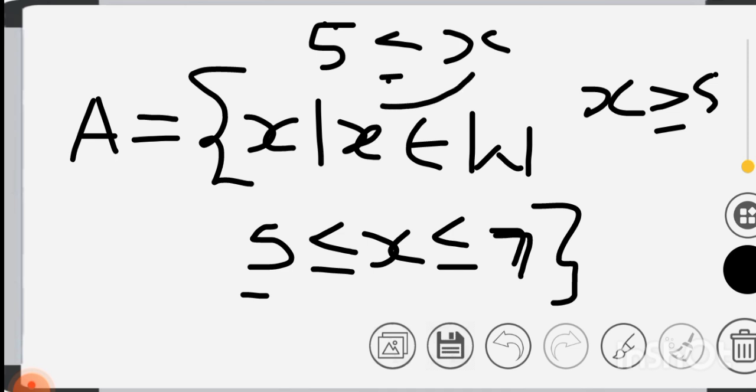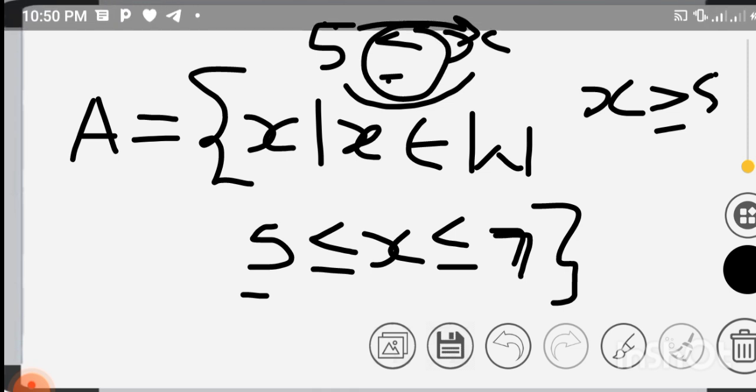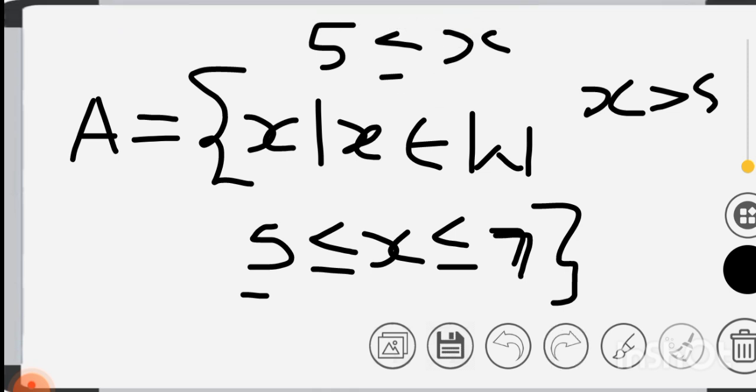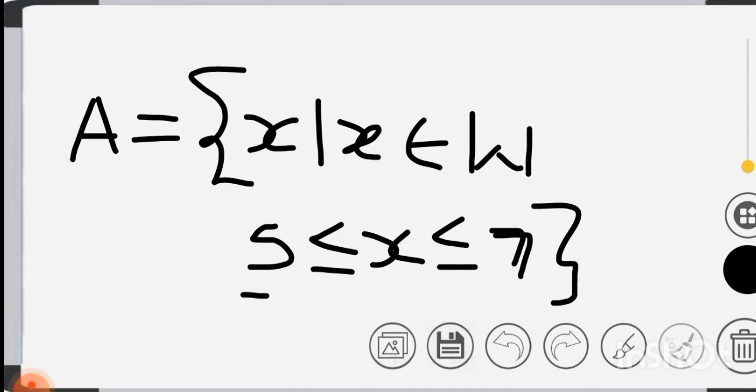If you want to write x first before 5, if you want to interchange it, you reverse the sign. That's what I mean by that. So please take note of that. It's also very, very important. This is what we call algebraic set notation. If you watch the first video, this will not be a problem to you again.